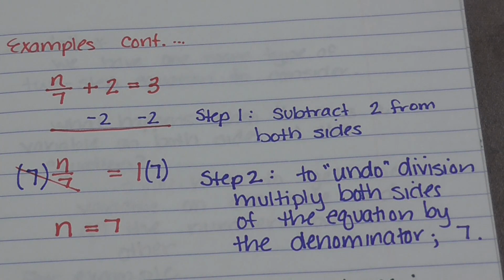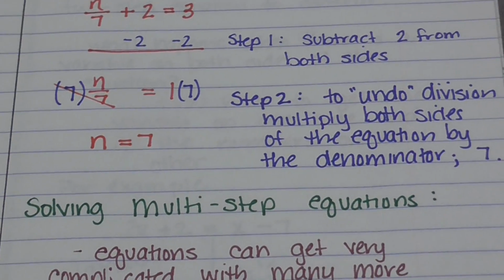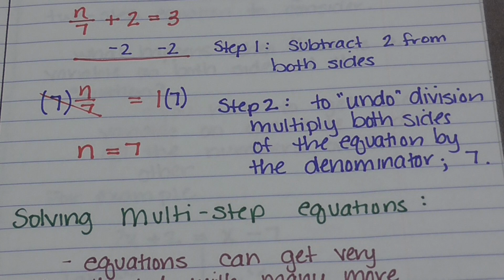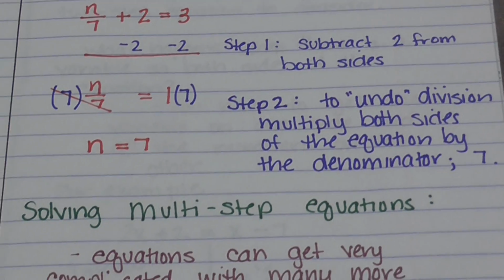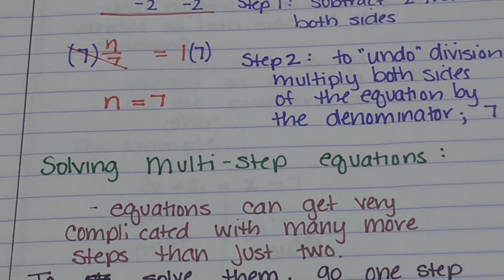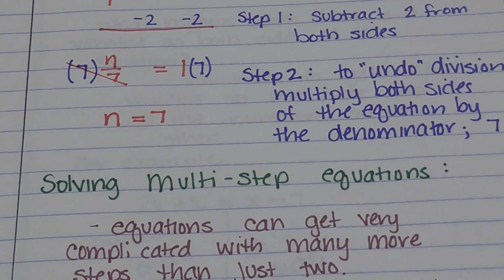So what happens if our equations are more than 2 steps? Those are just multi-step equations. Now I'm going to give you notes on a 3-step, and then a 4-step, and then a 5-step. They're going to get bigger, and it's okay. We're going to get through them together. Equations can get very complicated with many more steps than just 2. And actually, I'm going to stop the video here, and I'm going to let you learn about multi-step equations tomorrow night.